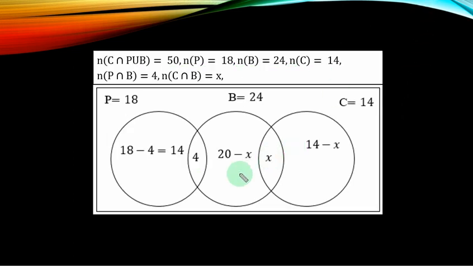Here we have the filling of the Venn diagram. So those that take only physics is 18 minus 4. Those that take only biology is 24 minus 4, that is 20 minus S. That is what you have here. And those that take only chemistry, you have 14 minus S. And that is what you have here.